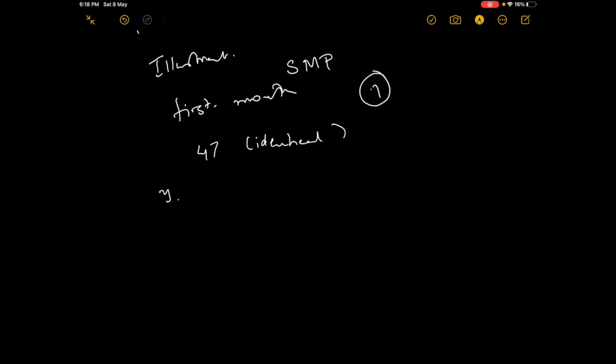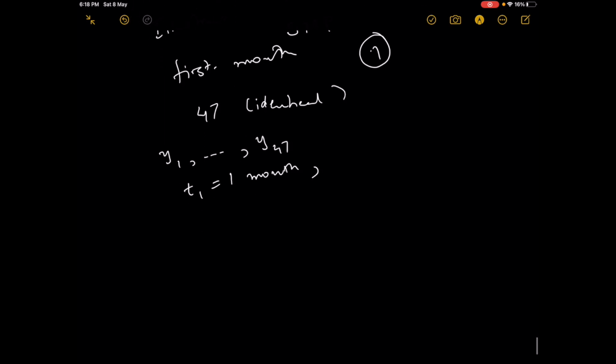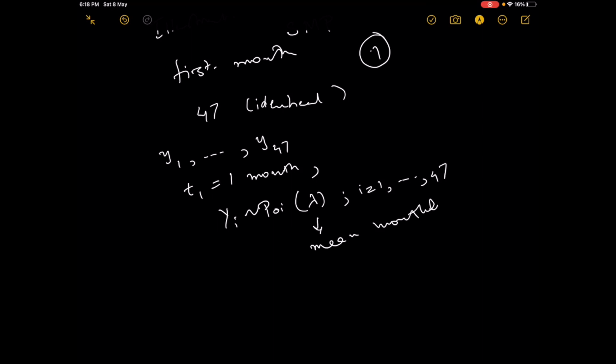So we will have to record failure times of all the 47 components, and we denote the monthly number of recorded failures as Y1, Y2, ..., Y47, as applicable in each month. Now, considering the first month only, we model the failure count data as Poisson, where lambda represents the mean monthly number of failures.